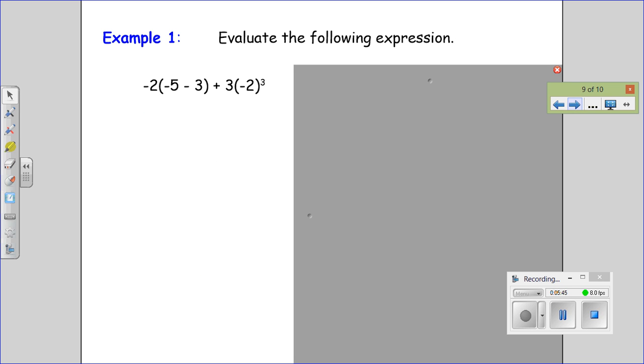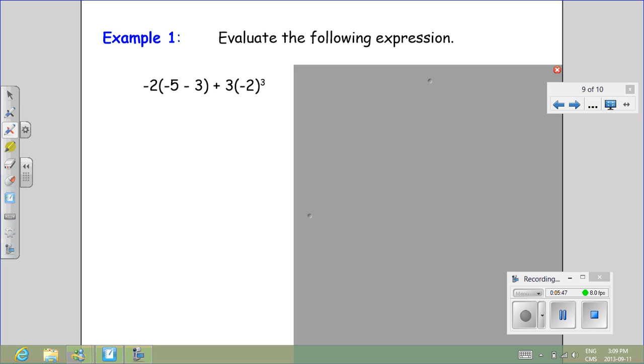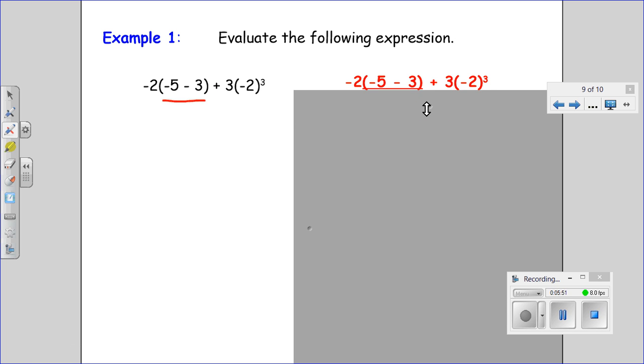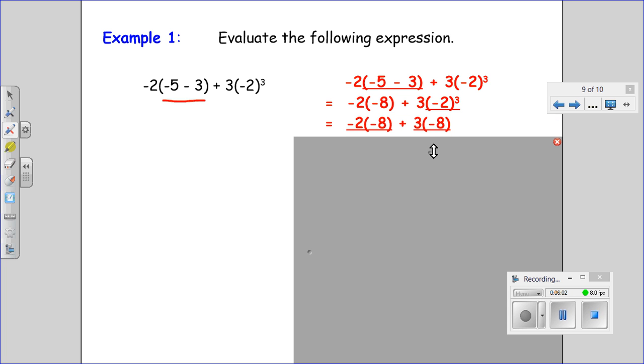So if we evaluate these expressions, we need to think about what comes first. Brackets first, so we're going to do that step first. Notice how I underline every step. In the next line, you see the exponents get done next. So negative 2 cubed is negative 8. So everything gets written down exactly the same.